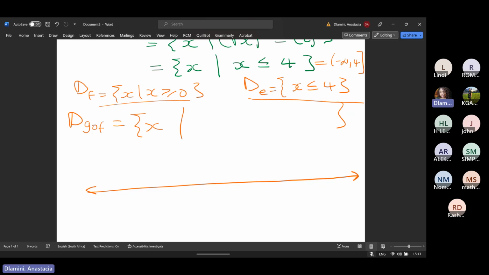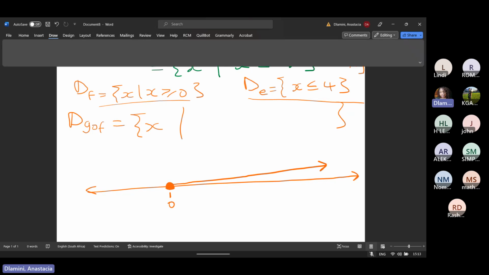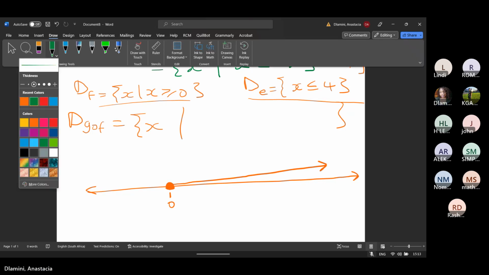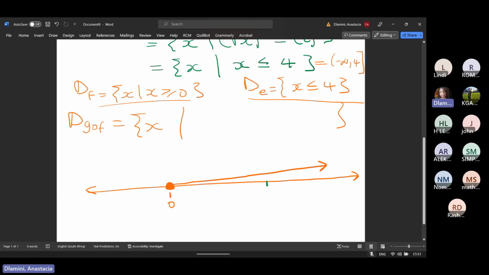So let's draw any domain. Let's start with this domain here, the domain of f. It says 0 to where, left or right? Included. Do you see it's included? So that's why it's a solid circle. Left to right? Right. So I'll use orange. Now 4 is here. It's also included. Left or right? Left.